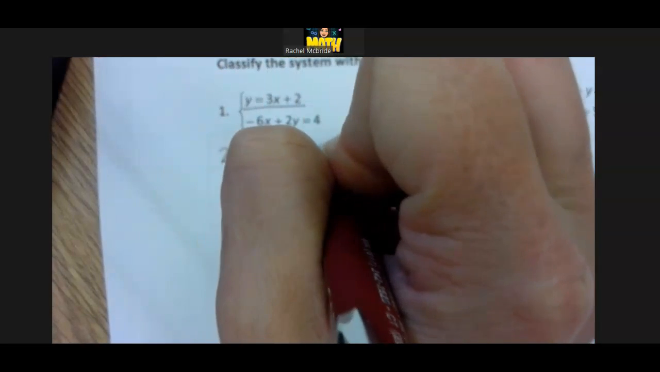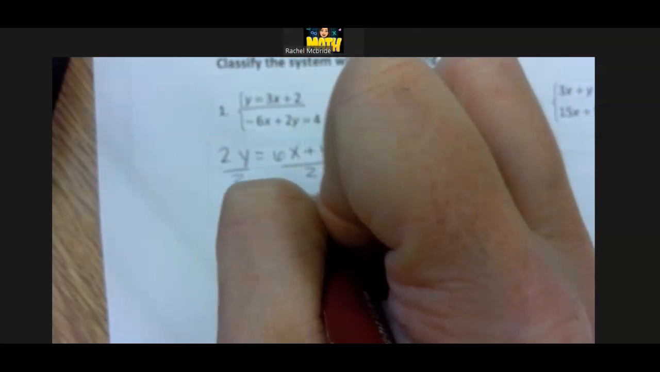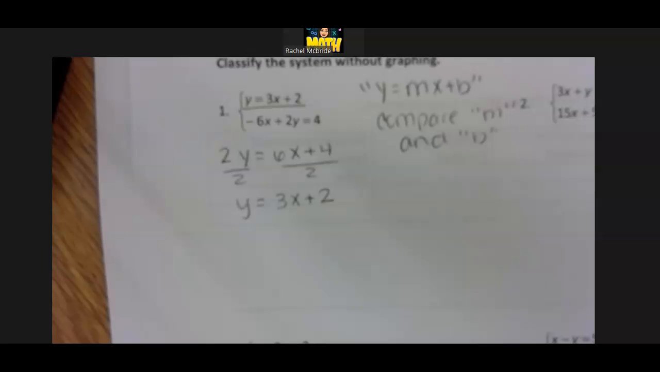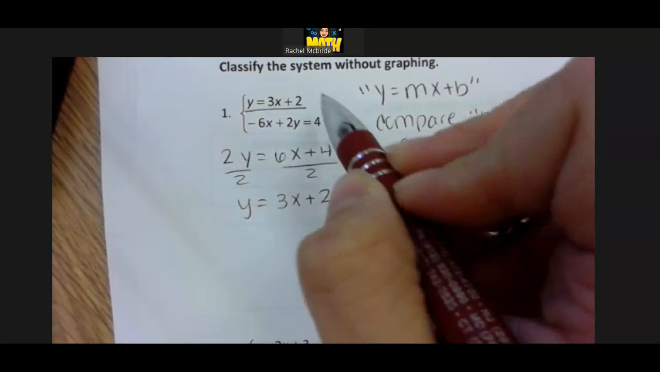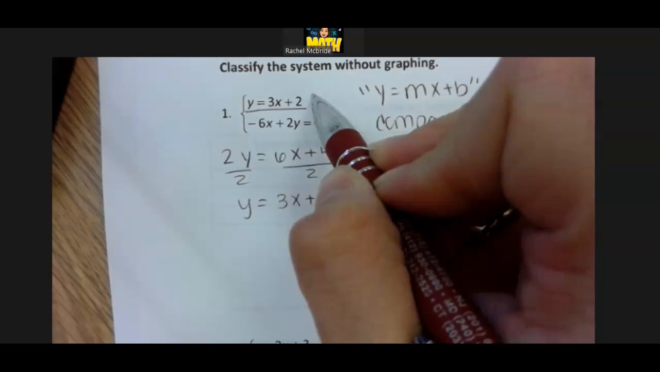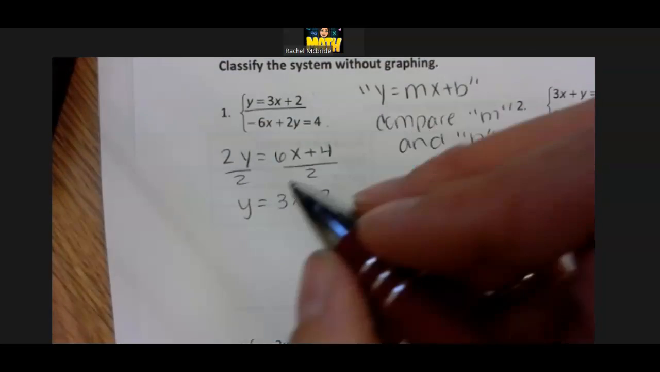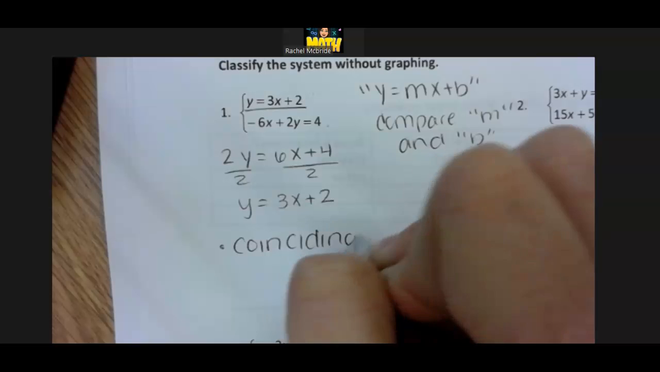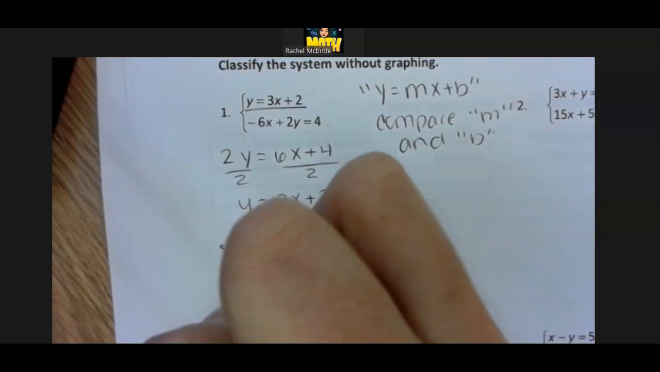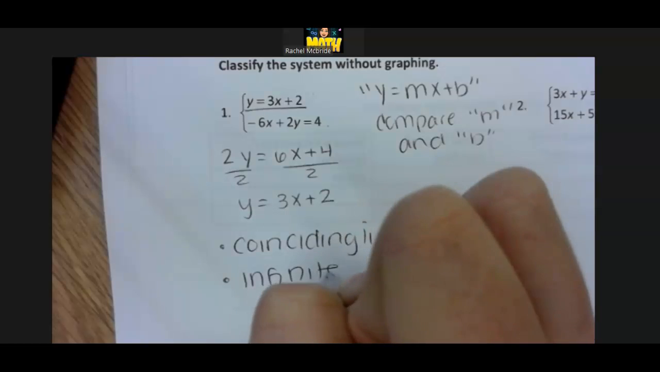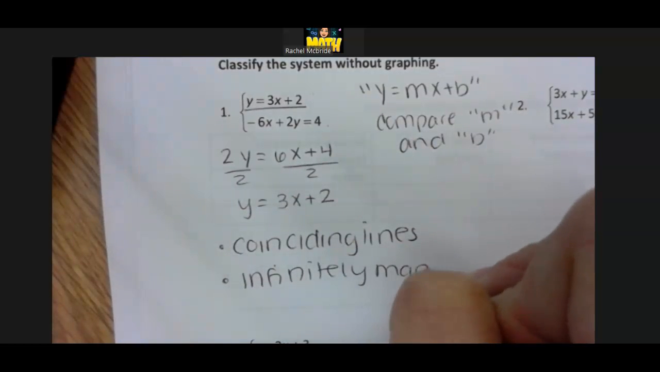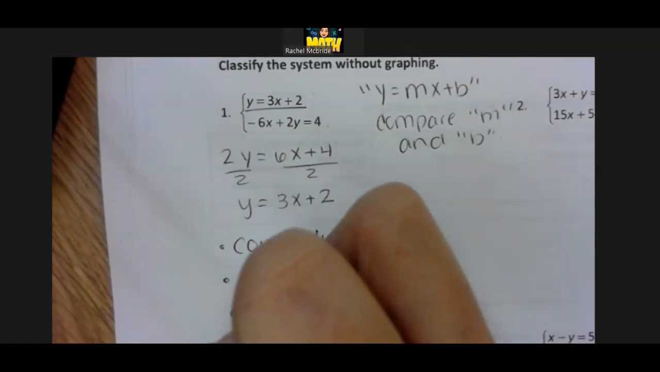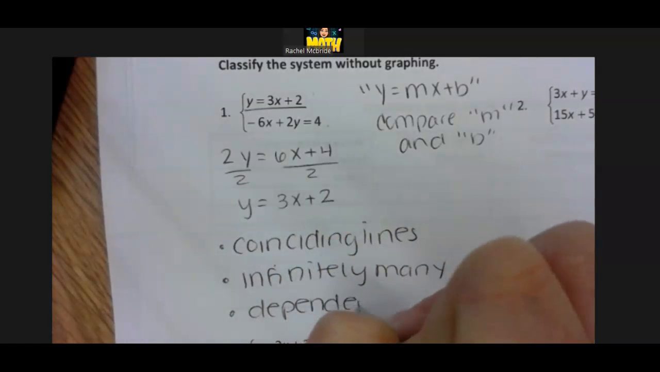So this is y equals 3x plus 2. Solving this equation for y, you get 2y equals 6x plus 4. Dividing everything by 2, you get y equals 3x plus 2. So when we simplify the second equation, we see that it's identical to the first equation. Therefore, these are coinciding lines. Coinciding lines have infinitely many solutions, and they are considered to be a dependent system.